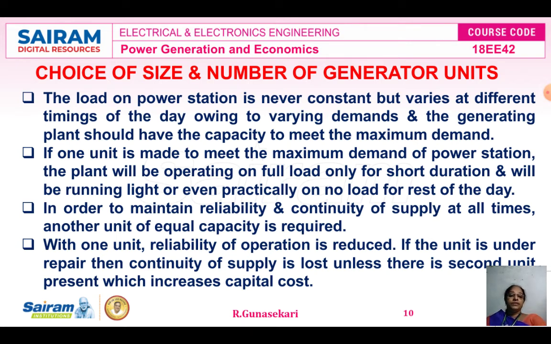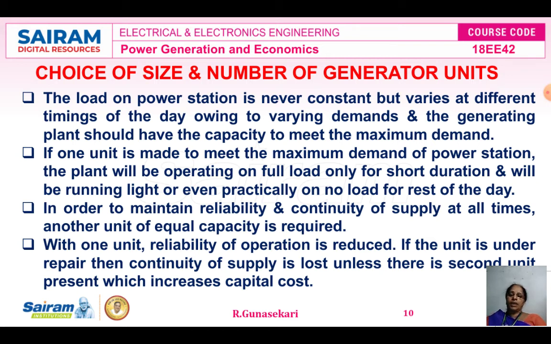And then the number of generating units also, because all the generator units are synchronized, then we can meet our load demand based on the available generator units. Okay, so first, the load on the power station is never constant. We already know the load varies with respect to time. That means it varies by the hours of the day, because of the consumers consuming the load.